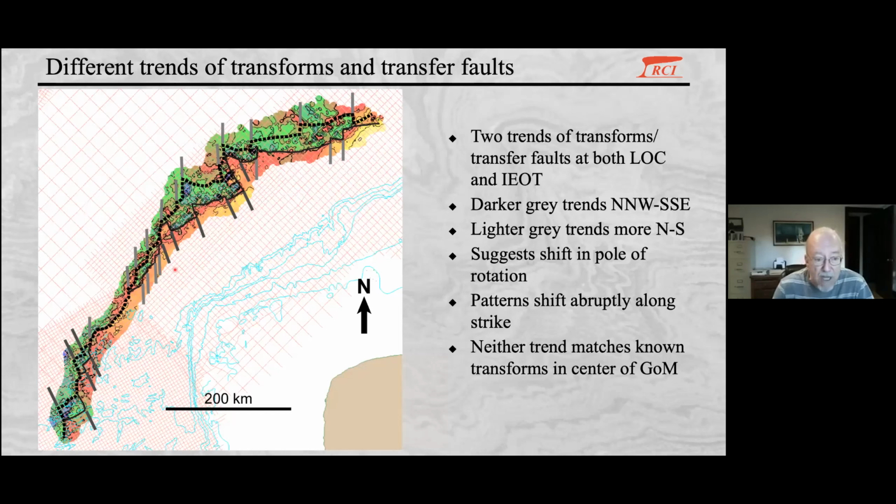I should also mention that neither of these trends matches the known transform trends out in the deep Gulf of Mexico. So there's actually a third, or a second, I should say, shift in the pole, so three poles. And that's something Jim Pindell has talked about, using gravity data here to show there was an early stage and then what we see out in the oceanic crust. And I'm adding one more shift.